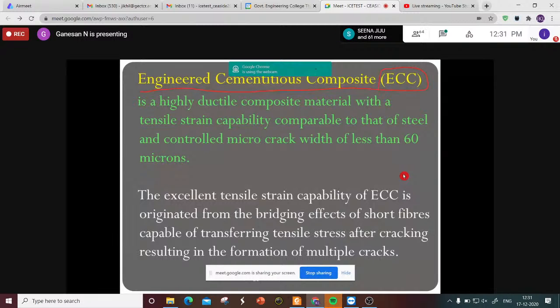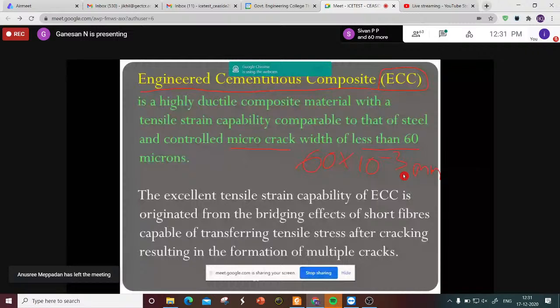ECC is a highly ductile composite material with a tensile strain capability comparable to that of steel and controlled microcracks. That's also very important. That is, having a crack width which is less than 60 microns, that is 60 into 10 to the power minus 3 millimeter, which means 0.06 millimeter. It's a very low value and you cannot see this crack.